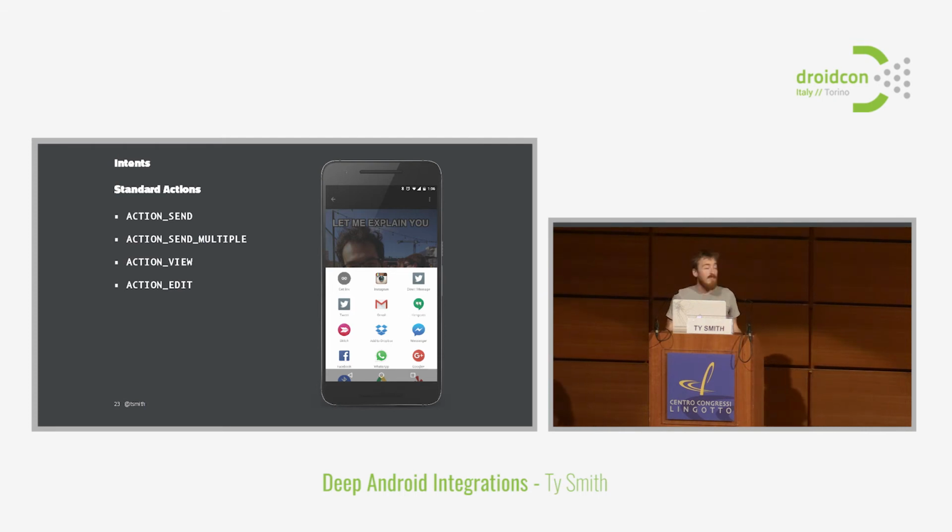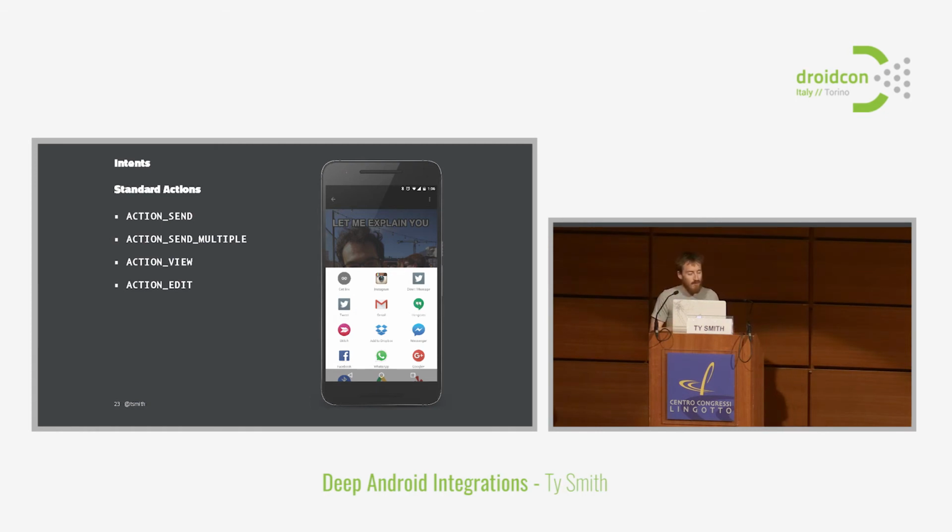Send multiple is very similar, except it allows you to send multiple pieces of content at once. View is very similar conceptually to send, but it has a different intention. Whereas send is about taking a piece of data and sending it to another application for use, view has the intention that I have a specific piece of data, and I know that a third party is going to be the better one to handle rendering or viewing that application, or that MIME type.